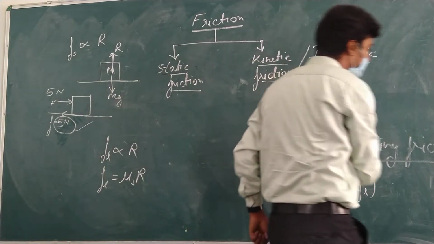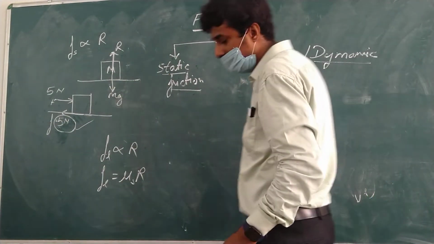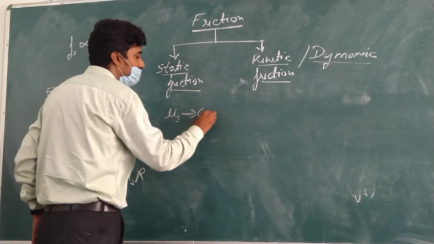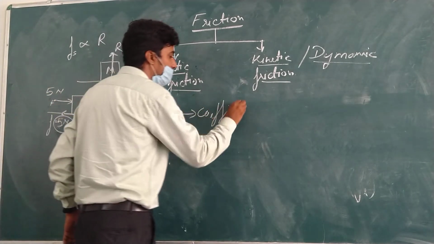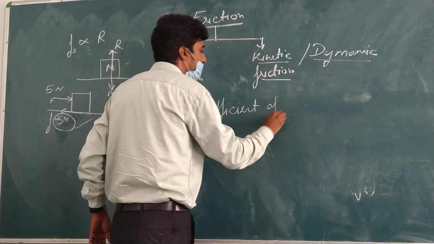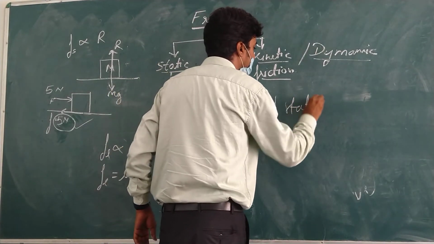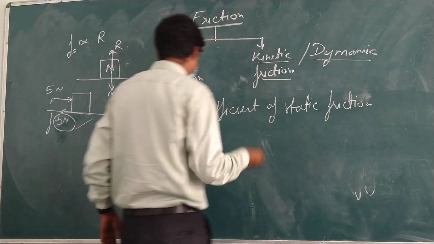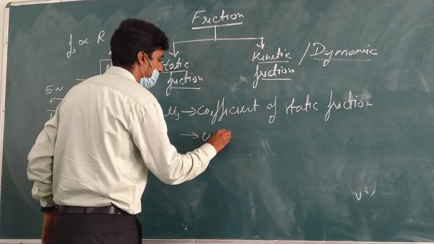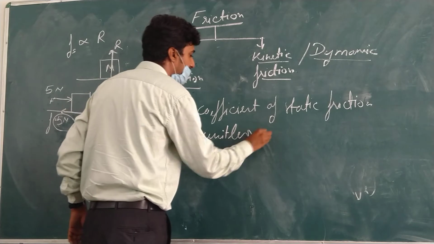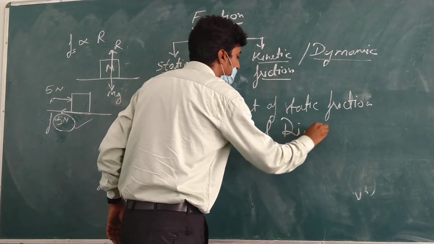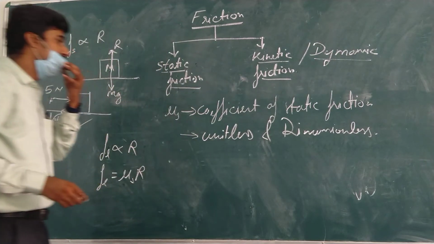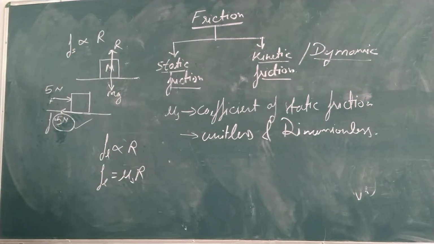Mu s is the coefficient of static friction. It is unitless and dimensionless. Okay, it is a unitless and dimensionless quantity.